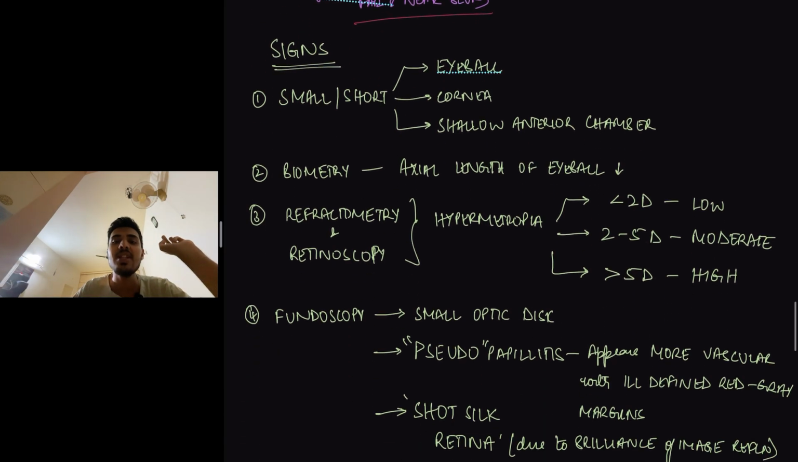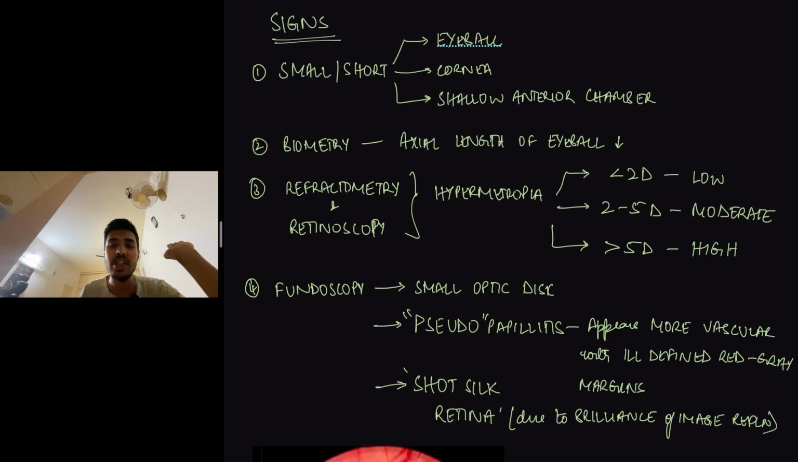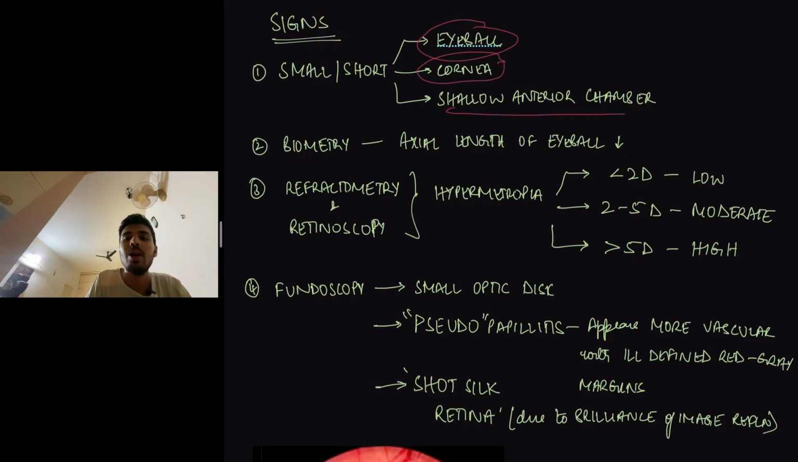Next, coming to the signs of hypermetropia. What are the signs of hypermetropia? Think about it. As I said, the most common type is axial hypermetropia, where the eyeball is too small. So the eyeball is small, the cornea is small, and when the eyeball is small, obviously the anterior chamber depth will be shallow. So, small eyeball, small cornea, shallow anterior chamber. Similarly, with a small eyeball, the axial length is less. So when we do biometry, the axial length of the eyeball is found to be less.